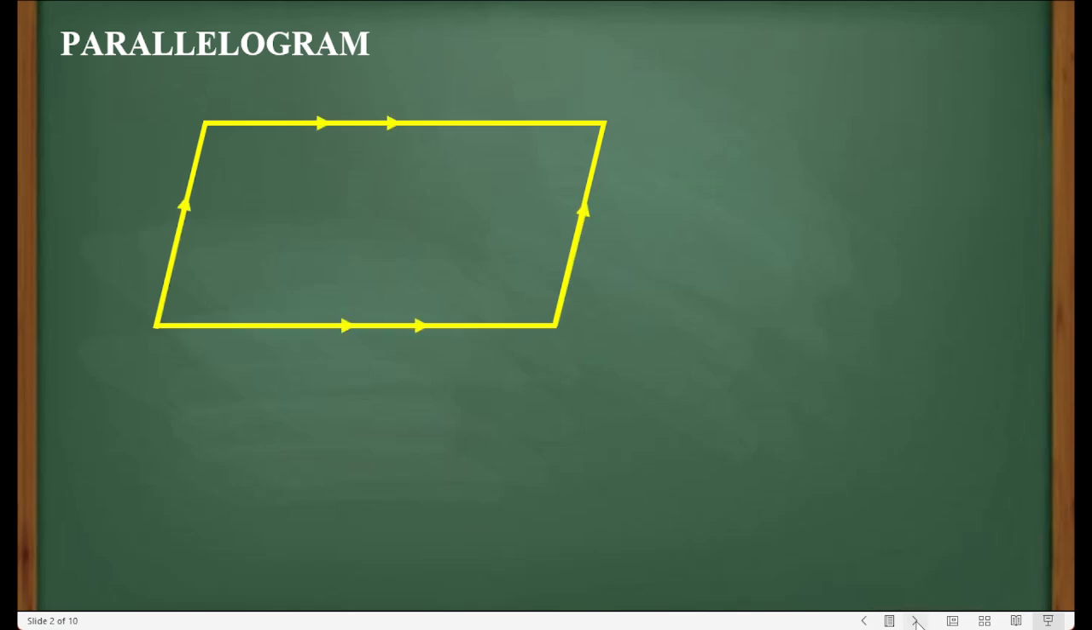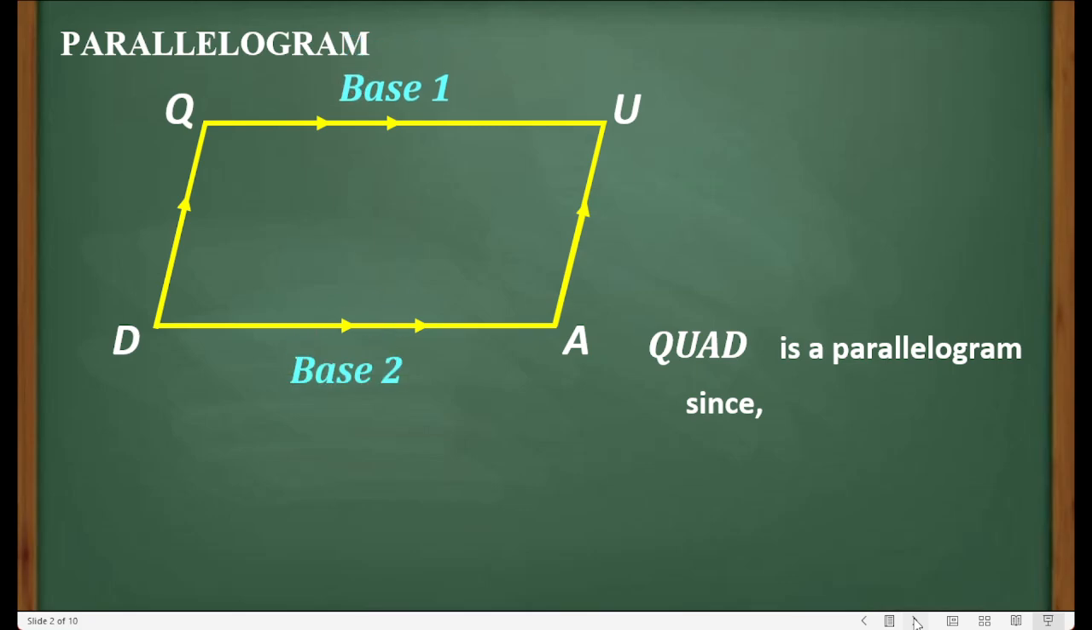Okay, so I put some arrowhead markings on each of these sides, indicating that this quadrilateral is a parallelogram. And let us name this as quadrilateral QUAD. Okay? And based on the arrowhead markings on each pair of opposite sides, QUAD is a parallelogram. Now each pair of opposite sides that are said to be parallel are known as the bases.